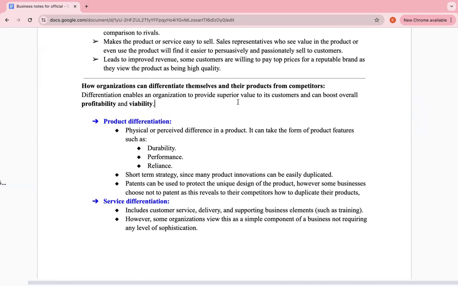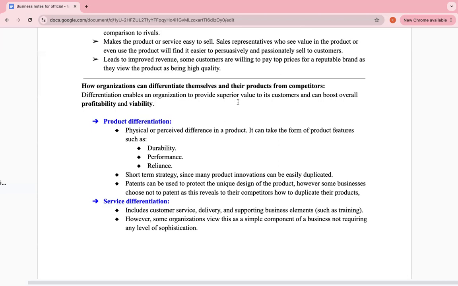Product differentiation. So product differentiation, what is it? It's basically a physical or perceived difference in a product. So basically, the product is different. Such as durability. So basically, the product takes a longer time to expire, maybe, that's for food, or maybe it's some sort of makeup product and it expires later. You never know. Performance. So the product just does a better job.